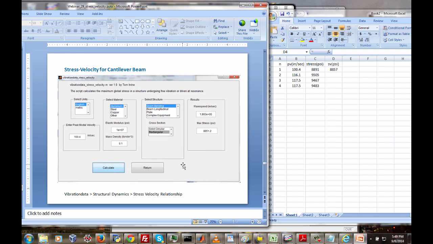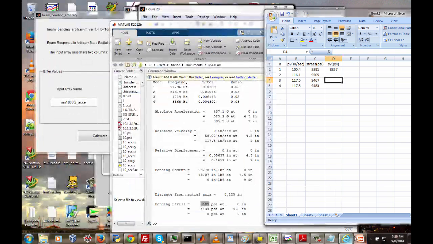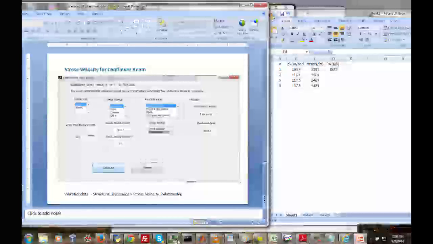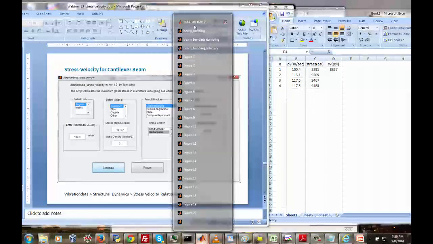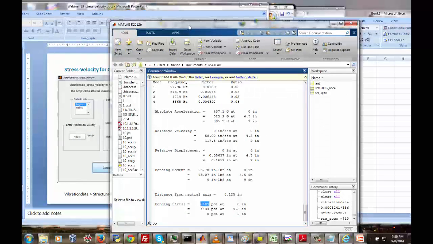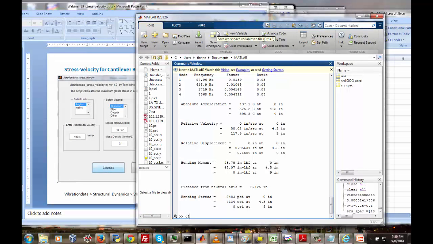So another function we have, another GUI dialog, is the stress velocity dialog, and we can go to vibration data, structural dynamics, stress velocity relationship. So let's do that. Oops, got all these figures called up. I think it's about time to close out all the figures, close all.